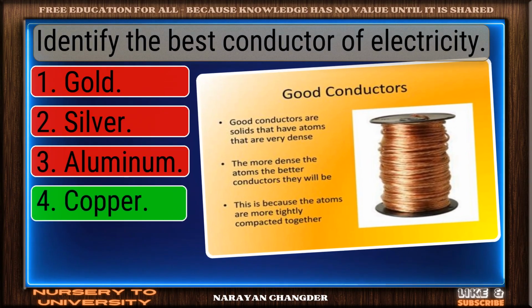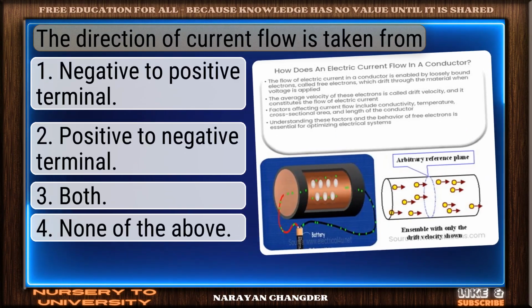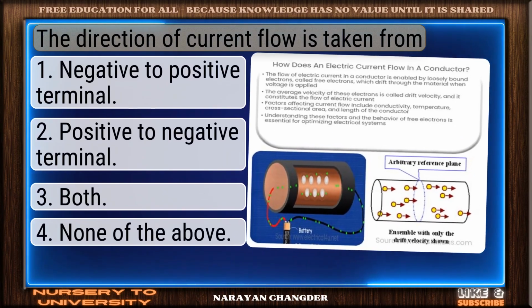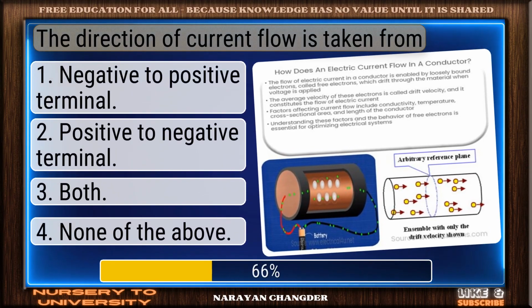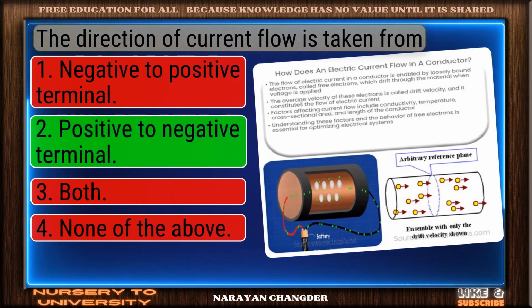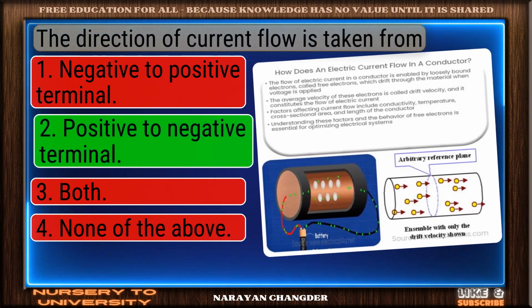Nice selection. Copper is the correct and valid answer. Question number 118. The direction of current flow is taken from. You're right. Positive to negative terminal is the correct answer.